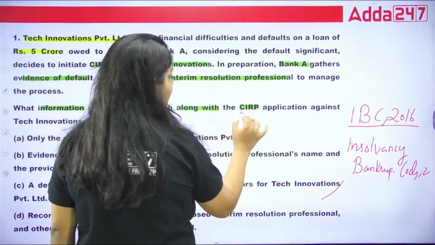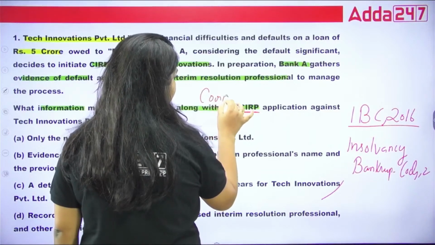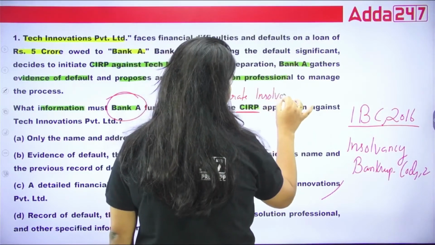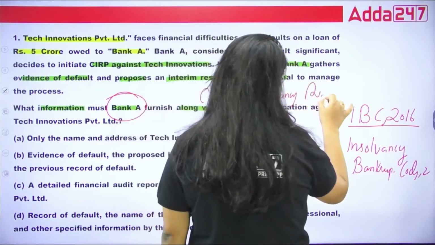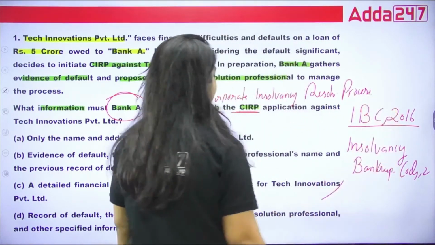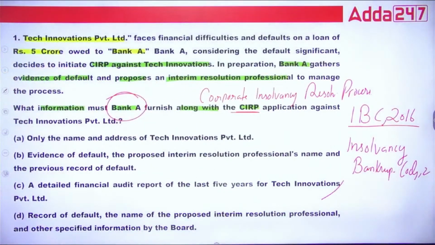What is the full form of this one? It's the corporate insolvency resolution process. So the right answer will be: record of default, the name of the proposed interim resolution professional and other specified information by the board. D is the right answer for this question.